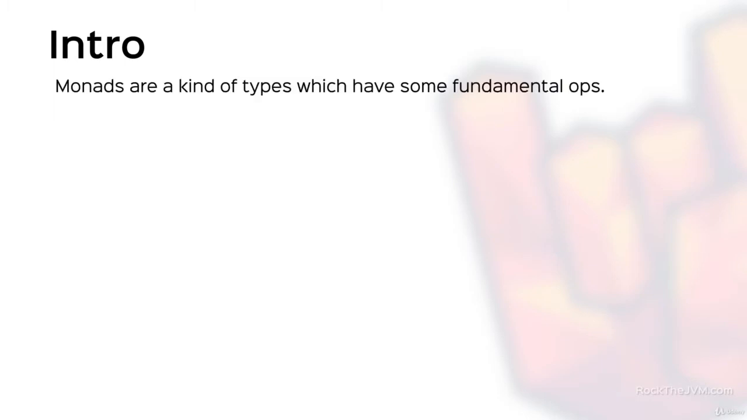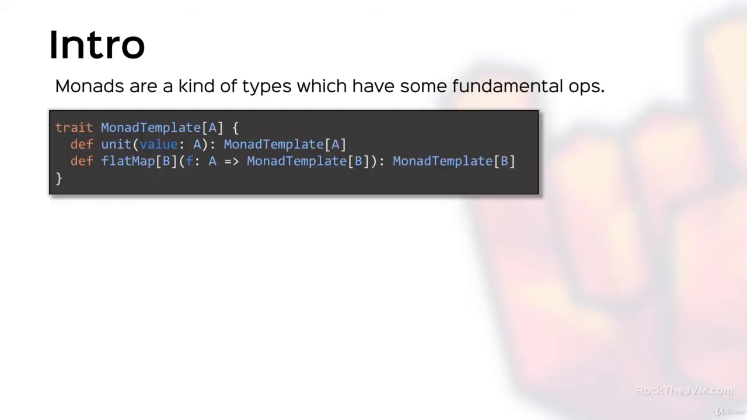Before I talk about what a monad is, I want you to picture a list of elements. Okay, so have this in the back of your head. So monads are an abstract type. They're actually a kind of types which have some fundamental operations, like a list. So if I declare a monad of a given type parameter, the two fundamental operations of a monad are unit, also called apply in Scala, or pure in other languages, and the unit operation constructs a monad out of a value, or out of many values.